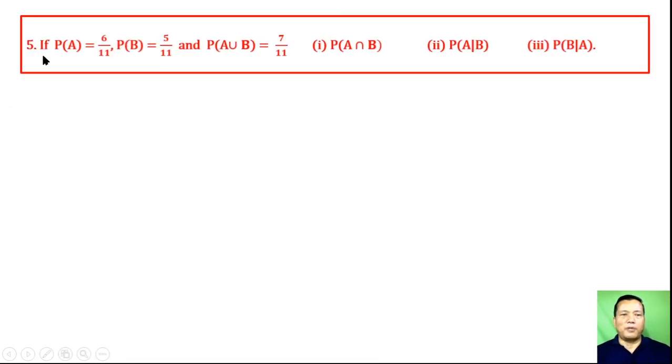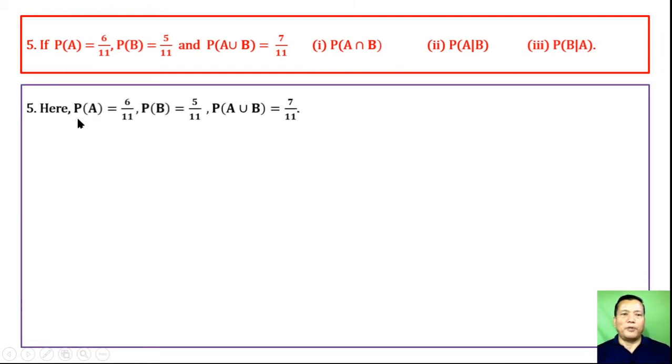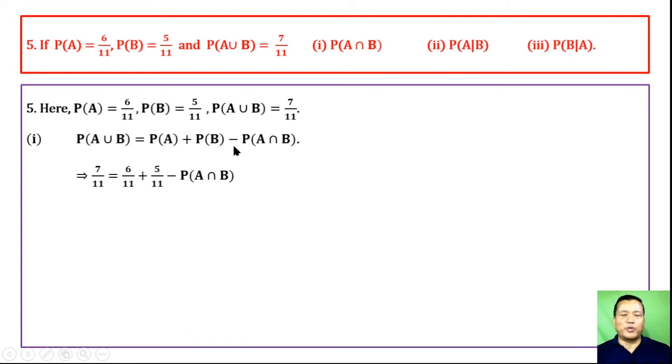Question number 5. If P of A is 6 by 11, P of B is 5 by 11, and P of A union B is 7 by 11, find P of A intersection B, P of A given B, P of B given A. Here P of A is 6 by 11, P of B is 5 by 11, P of A union B is 7 by 11. Therefore, P of A union B is equal to this. Putting respective values, we get P of A intersection B is equal to 4 by 11.